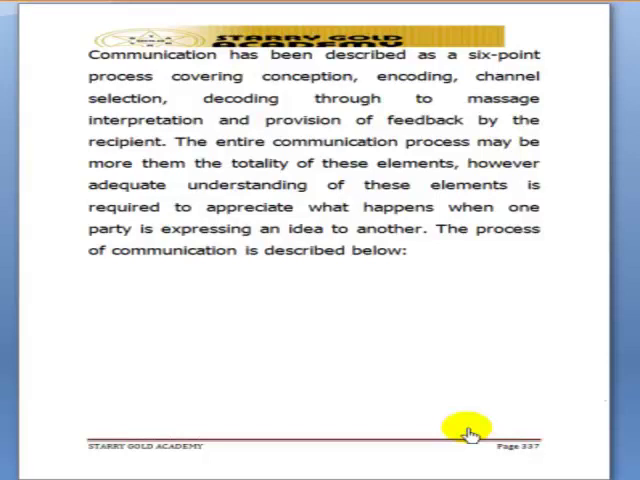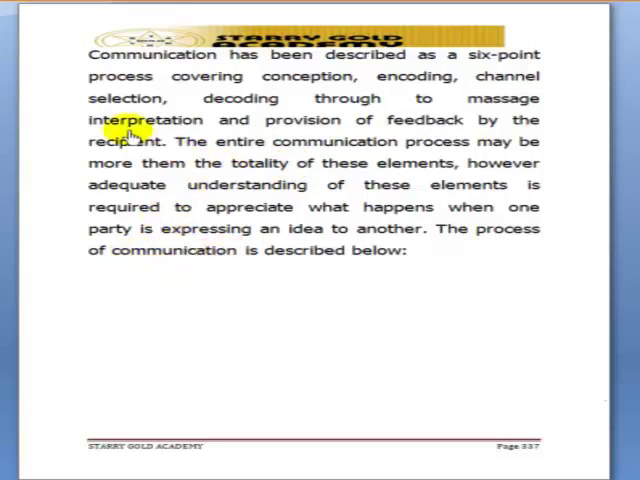By this process, we can define communication as a 6-point process, a 6-step process, or a process that is in 6 phases. That is, starting with the conception, encoding, channel selection, decoding of the message, interpretation, and provision of feedback.